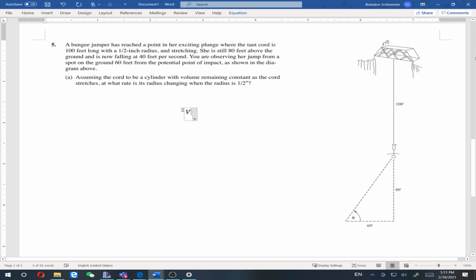The volume of a cylinder is pi r squared times height. So we were told that our volume remains constant, the amount of space within the rope remains constant, but the rope is stretching as she jumps. So if that's true, then her radius is changing and her height is changing. So I can derive this, and we'll figure out what her radius is changing at.